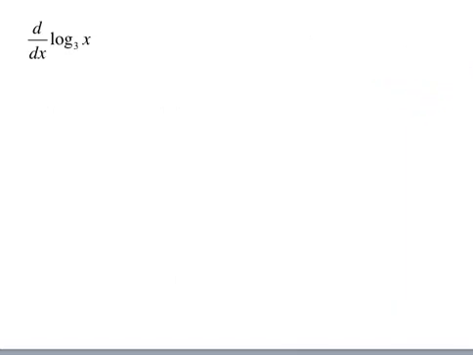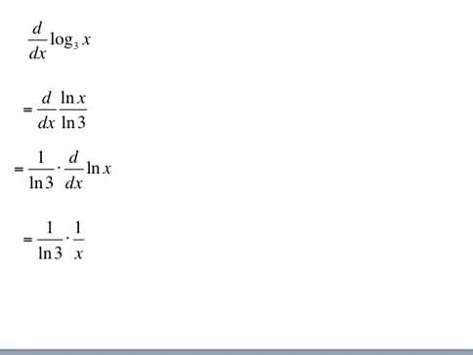So here, if I have the derivative of log base 3 of x, I'm just going to write it as the derivative of natural log x over natural log 3. Pull the natural log 3 in front: 1 over natural log 3 times the derivative of log x. The derivative of natural log x is 1 over x, and we multiply that together to give me 1 over x log 3. That's showing all the steps.